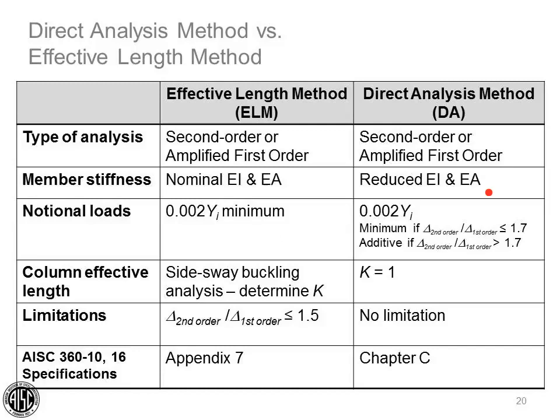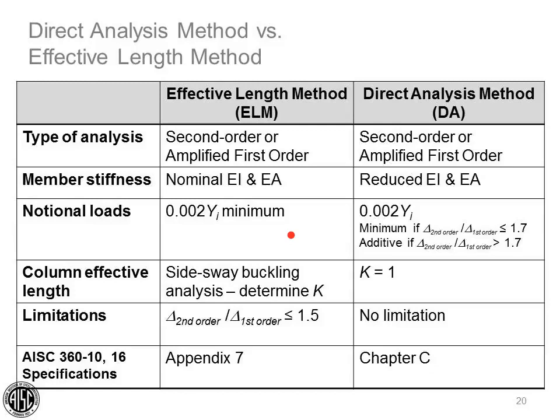Notional loads. This may come as a surprise to some of you, but when the 2010 specification came out, the effective length method now requires the use of notional loads. When using the effective length method, notional loads of at least 0.002 times the gravity loads must be applied in combination with the gravity loads.